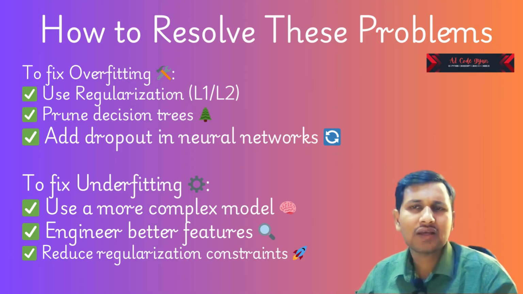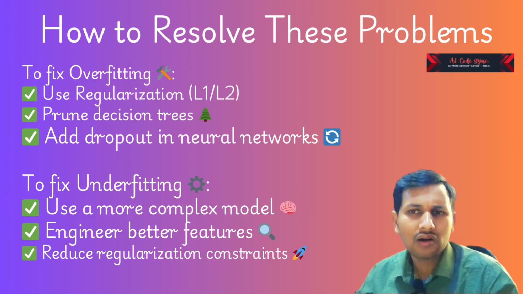The second is pruning decision trees. Pruning means here we cut down the leaves from the decision node so that overfitting is reduced. Third is adding dropout in neural networks. In the case of big neural networks, we have the facility of dropout.